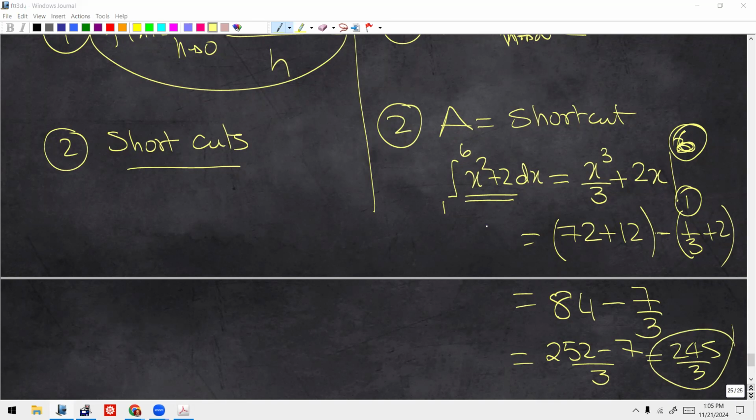Okay, so this is a shortcut of doing the same thing, which we'll learn in a couple sections. This is actually called the fundamental theorem of calculus. This is the big thing about calculus. Okay, it's called the fundamental theorem of calculus.